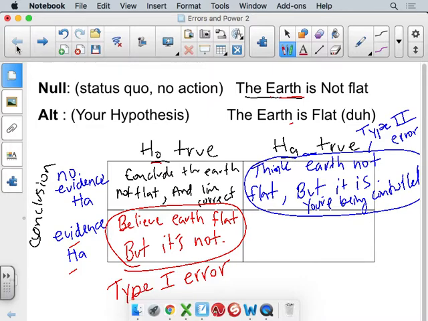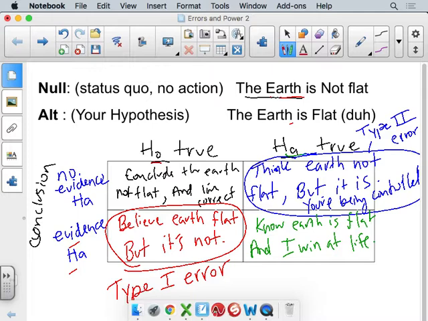Okay, so that's another error. And then we have one more important term. Let's say I think there's evidence for the alternative, and the alternative is true. So I know Earth is flat, and I win at life now, because it's true. The Earth is flat, and I've been convincing y'all that it is forever, and it actually is.